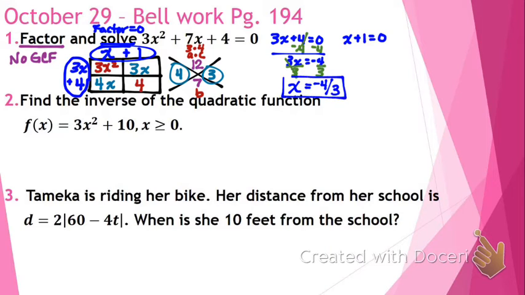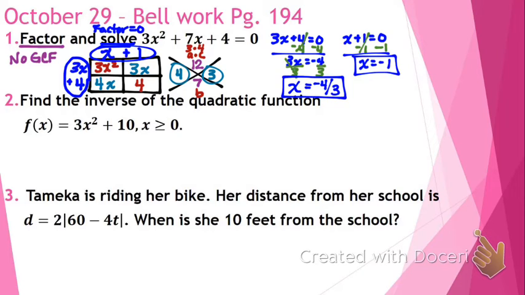There's one final answer. What about the other one? Subtract 1 from each side, and that means the other x-intercept, the other solution is negative 1. Beautiful. All right. That finishes off problem number 1. Let's go look at problem number 2.